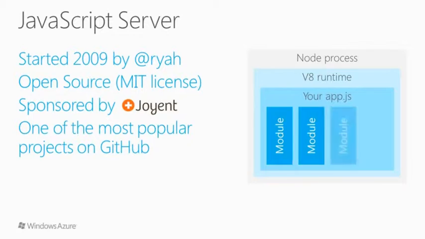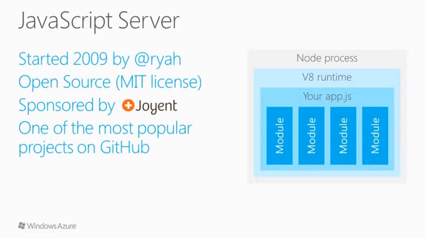Node.js is an open source project that was started in 2009 by Ryan Dahl. It is sponsored by Joyent and continues to be actively maintained. Today, Node.js is one of the most popular projects on GitHub, with over 11,000 users watching the project.